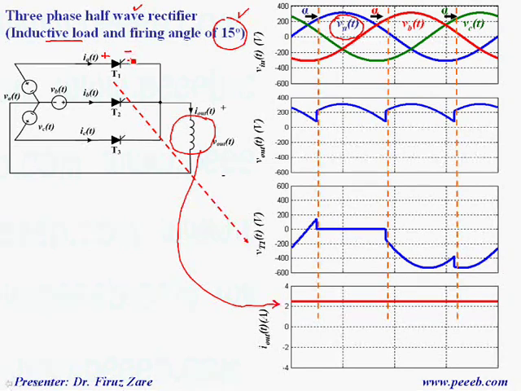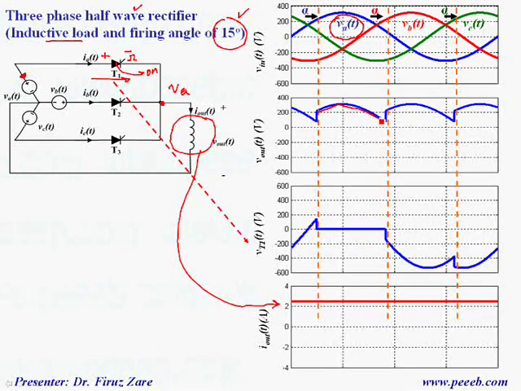So once we apply a gate signal, we can turn on this thyristor. Once we turn on this thyristor, this point, which is phase A, is connected to this point through this thyristor. So the output voltage equals phase A. Suppose that the voltage across the thyristor is 0. So over this period, the output voltage equals phase A.